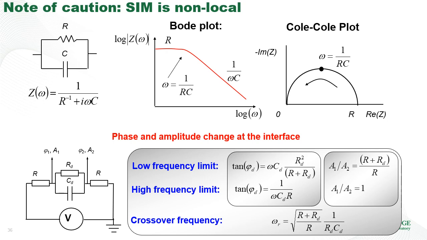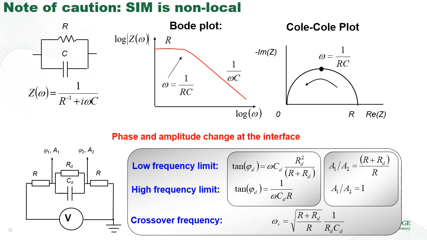And this is really, really important: when we talk about impedance measurements, in this example of the RC circuit, Bode plot, Cole plot, the response of this element in terms of impedance is determined by this element only. If we have several elements, then the impedances add up.